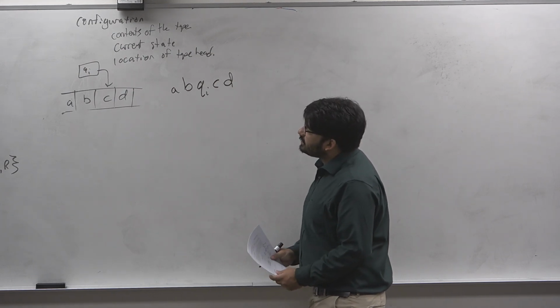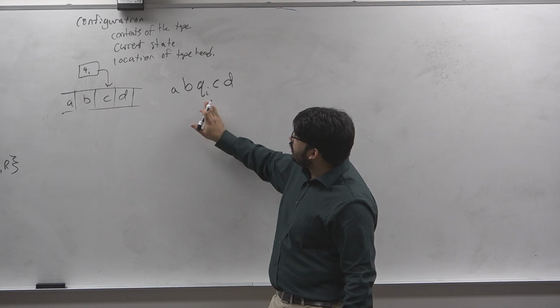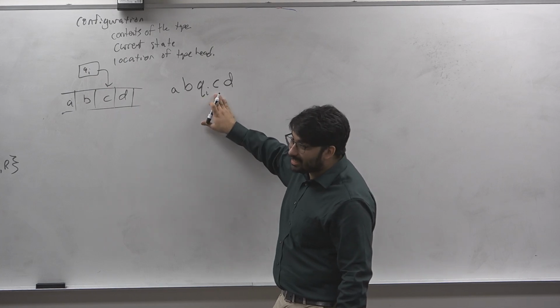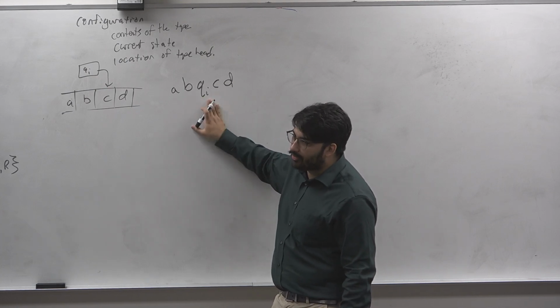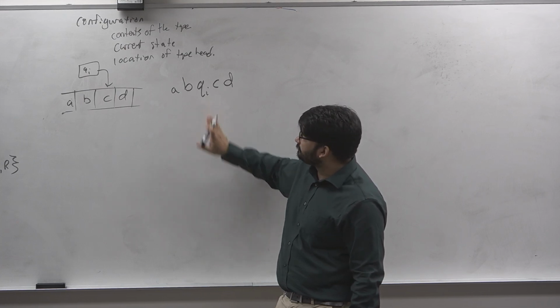Right? Now, basically, this is 3D, this is 2D. So we just have to make a convention. And what that means is, when we see this QI, what's immediately to the right of it is what the tape head is pointing at. Okay? That's immediately what comes next.